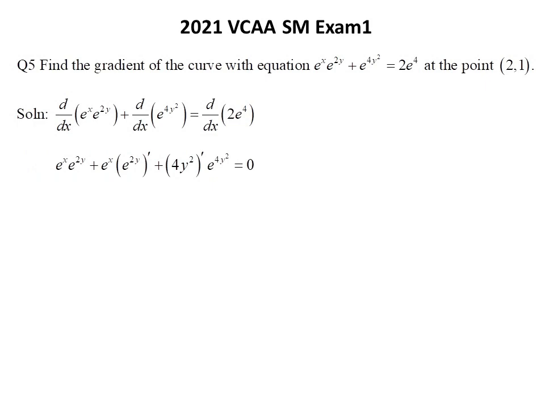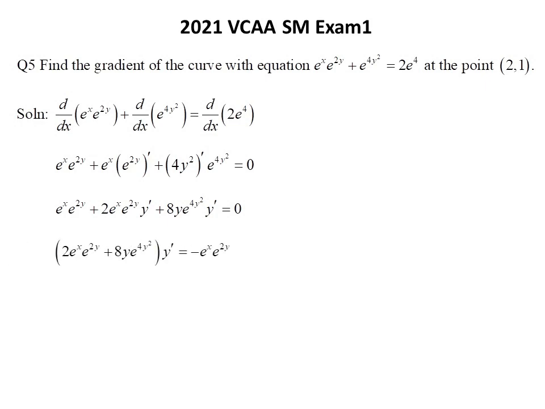Hence, the left side of the equation equals e to the x multiplied by e to the 2y, plus e to the x multiplied by the differentiation of e to the 2y, plus the differentiation of 4y squared multiplied by e to the 4y squared, which equals e to the x multiplied by e to the 2y, plus 2e to the x multiplied by e to the 2y multiplied by y prime, plus 8y multiplied by e to the 4y squared multiplied by y prime, which equals 0.